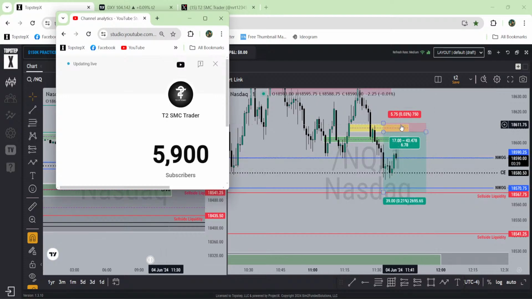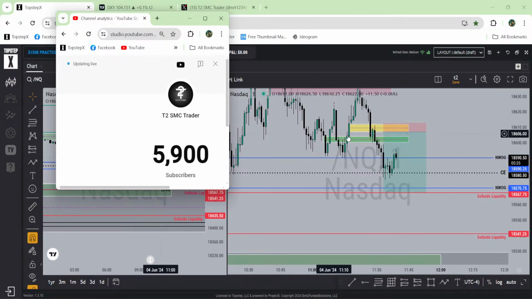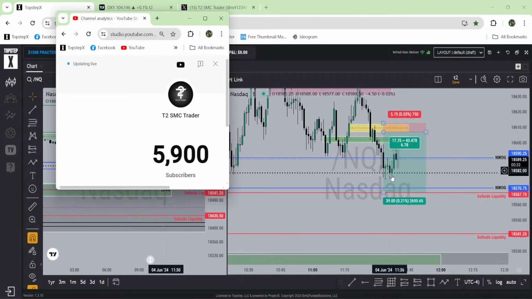Obviously, it can reach until this gap now. Still, it is valid. It doesn't need to immediately reach that area. But after taking this low, if it reaches over there, I'm not interested anymore.